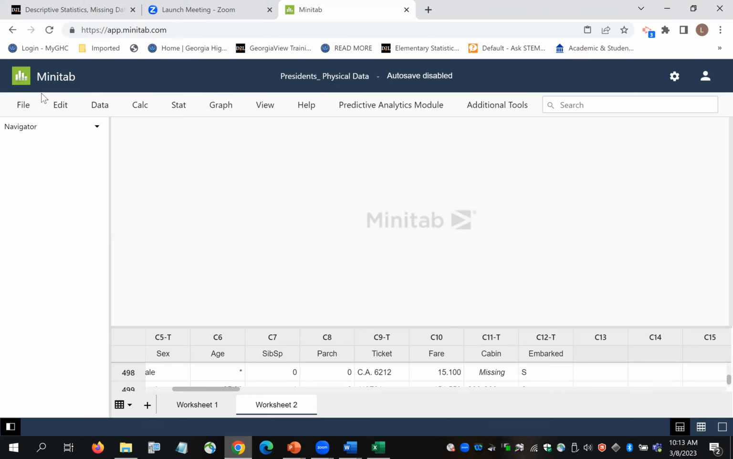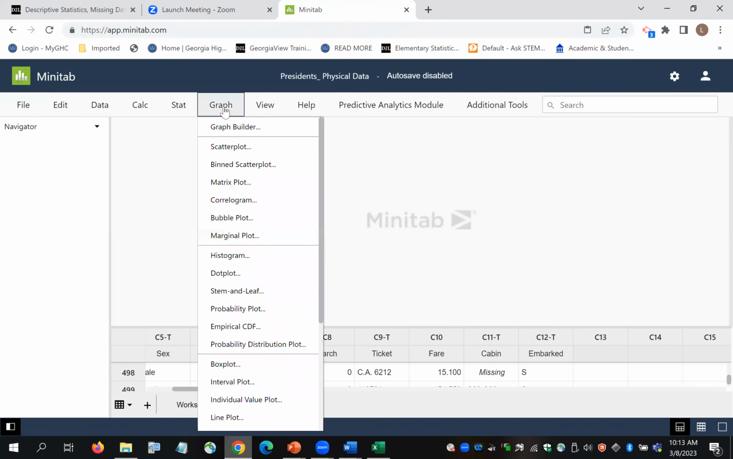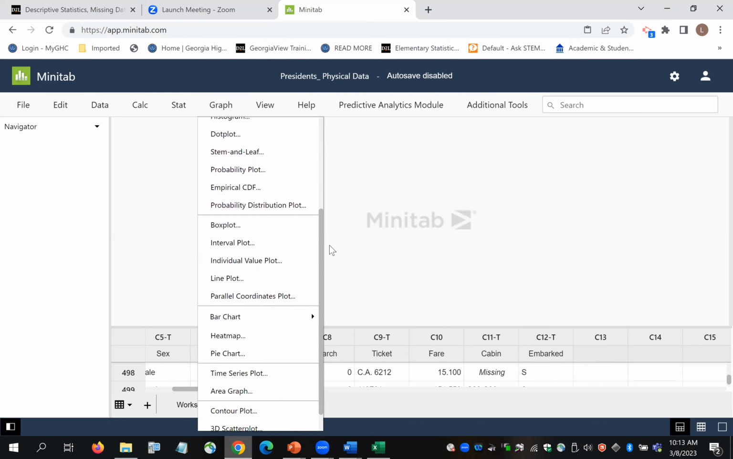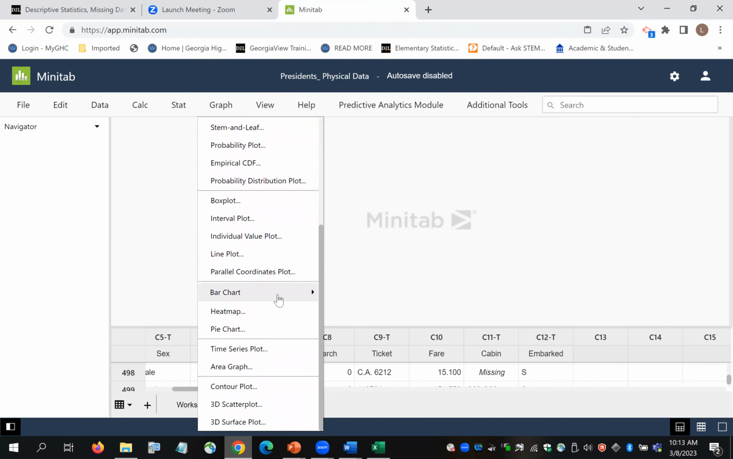Because I want to create a graph, I'm going to go to the menu at the top and choose Graph. And then it gives me a drop-down list of all the different kinds of graphs that Minitab will create. So I'm going to scroll down this list until I find the option of a bar chart, because that's what I want to create. In Minitab, it's called a bar chart. And I'm going to click.